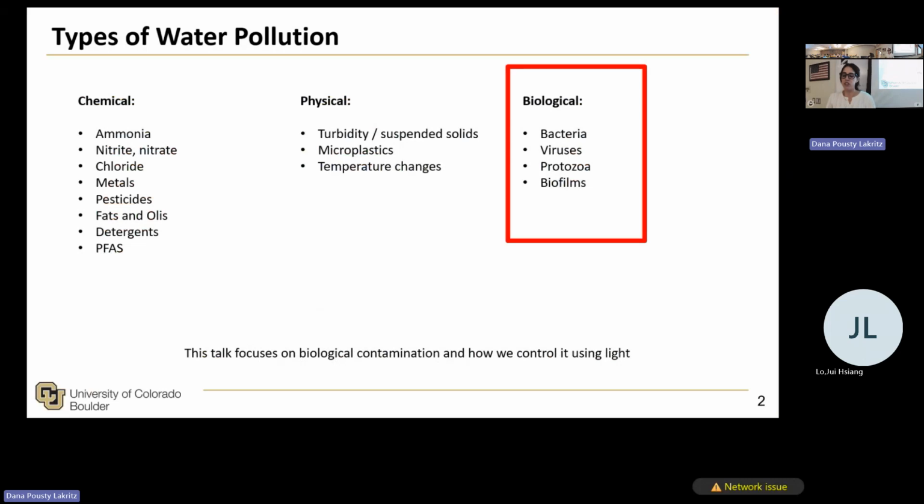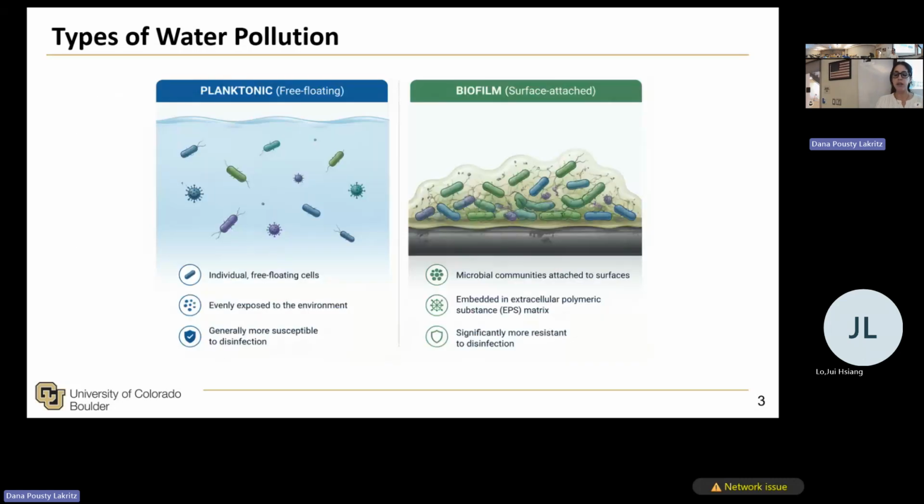Typically, water contamination is divided into 3 different groups: chemical, physical, and biological pollution. Today I will mainly talk about biological contamination: bacteria, viruses, protozoa, and biofilm.